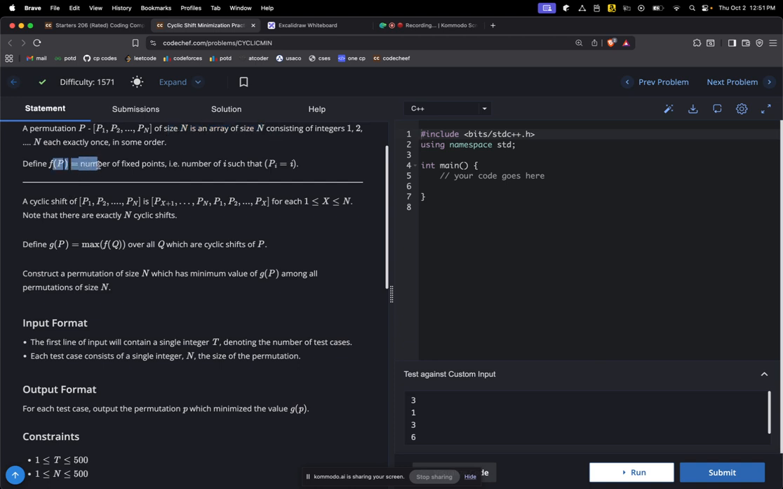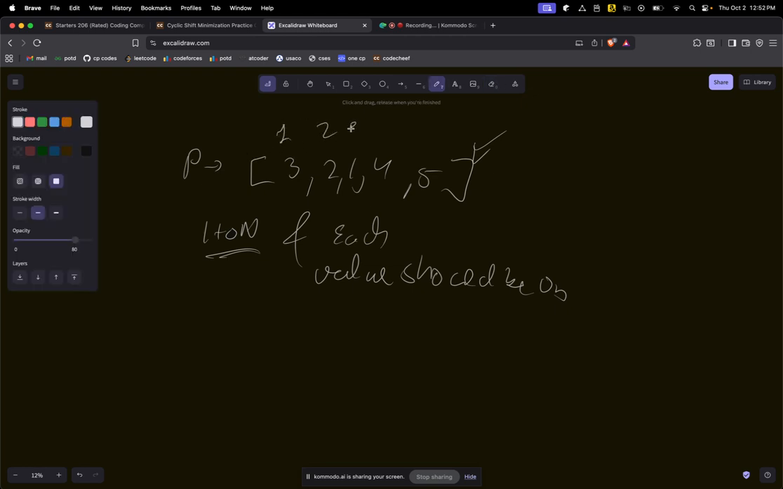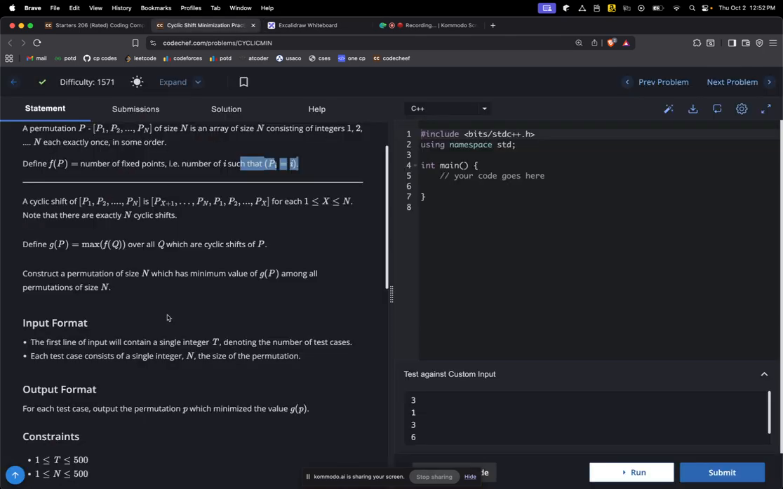So we then define fp as the number of fixed points. That is the number of i such that p_i equals i. So the number of fixed points here would be, if I go over the indexing using one-based indexing, 1, 2, 3, 4, and 5. So this is a fixed point because p_i equals i here, p_i equals i here, and p_i equals i here. So you have 3 fixed points. Makes sense? Yes.